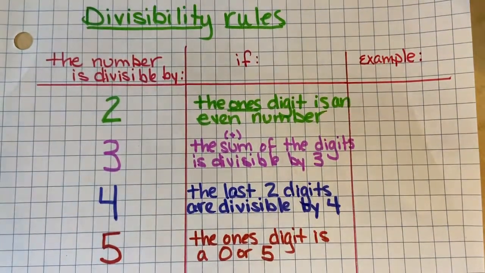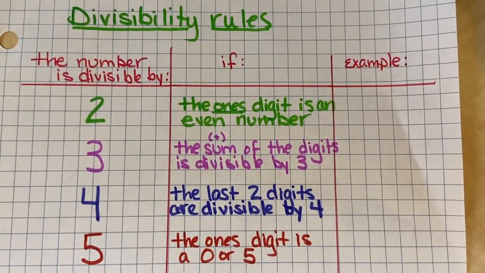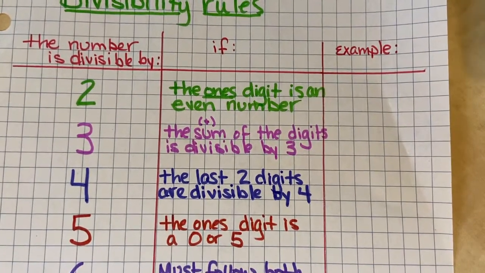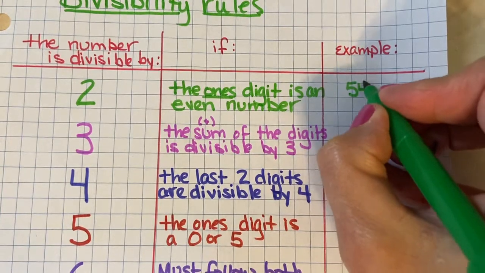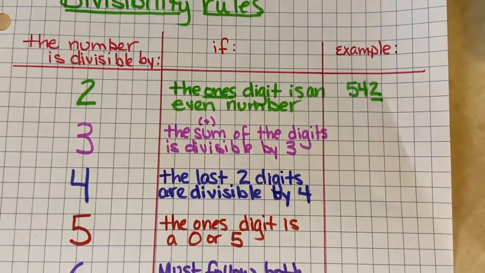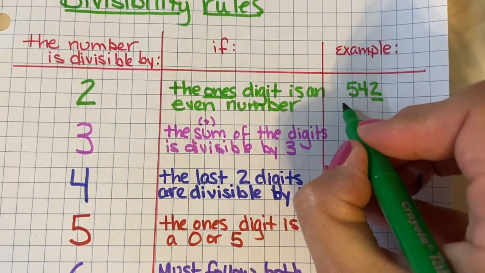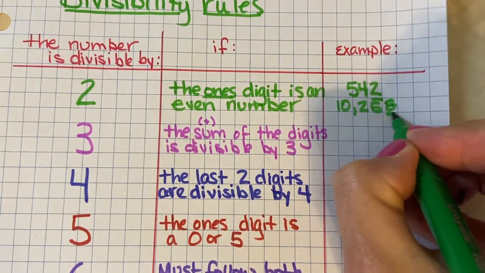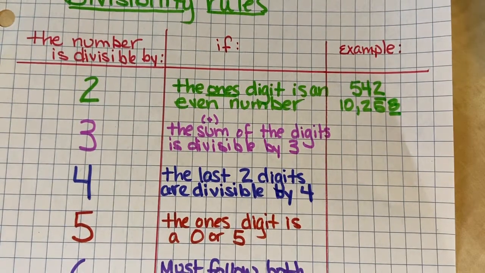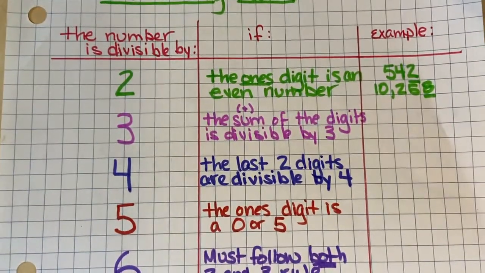The 2 rule. A number is divisible by 2, that means 2 goes into it evenly, if the ones digit is an even number. That's 0, 2, 4, 6, 8. So, for example, 542 is divisible by 2 because it ends in a 2. And if I want to do a giant number, 10,258 is divisible by 2 because 8 is an even number. So you always look at the ones digit, it has to be divisible by 2.